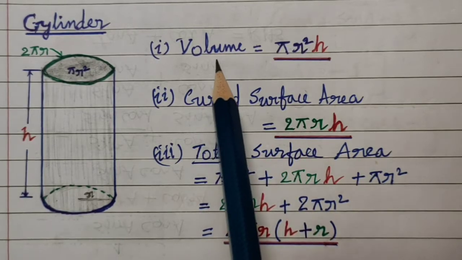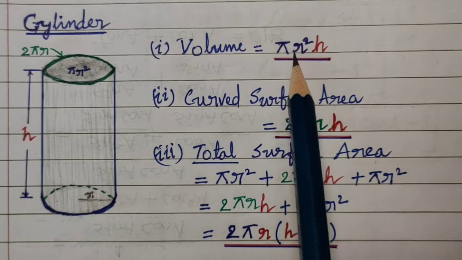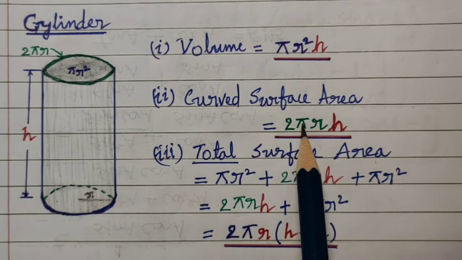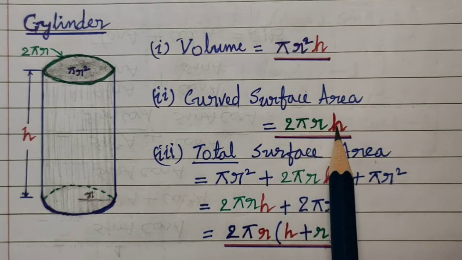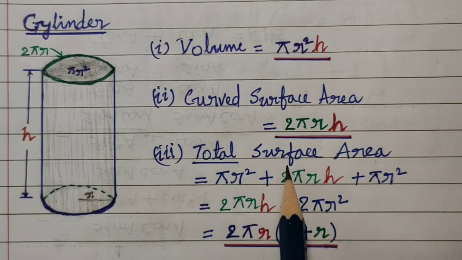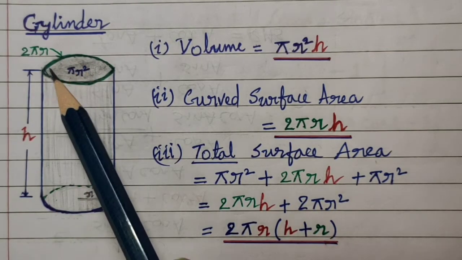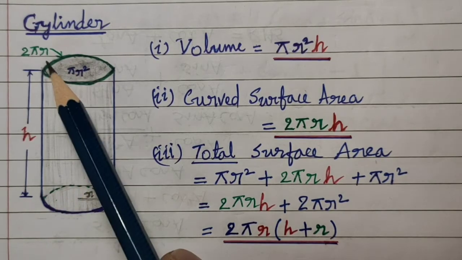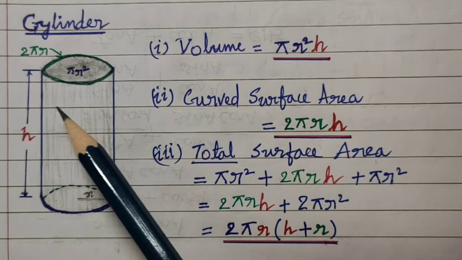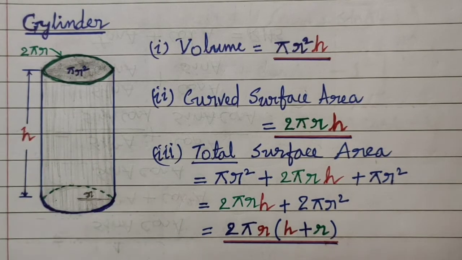To find the volume, we need to multiply the height with the area of a circle. To find the curved surface area, we need to multiply the circumference with h. It's easy to remember these things. The total surface area, that is, if you consider this whole thing as a block, the top plate, the bottom plate and the surrounding round surface together make the total surface area.